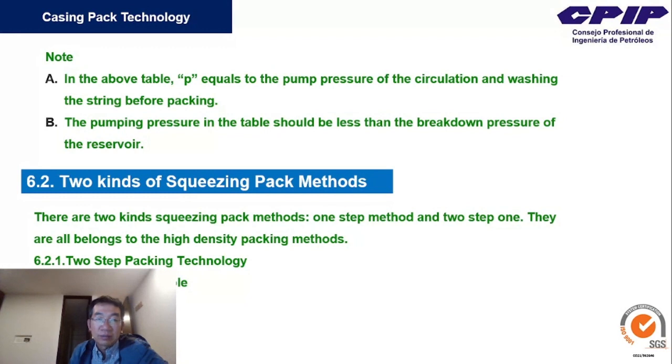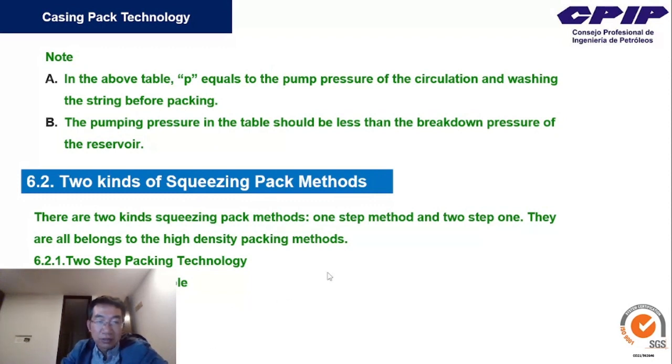6.2. 2 kinds of screening pack method. There are two kinds of screening packer methods, one-step method and two-step one. They all belong to the high-density packing method.